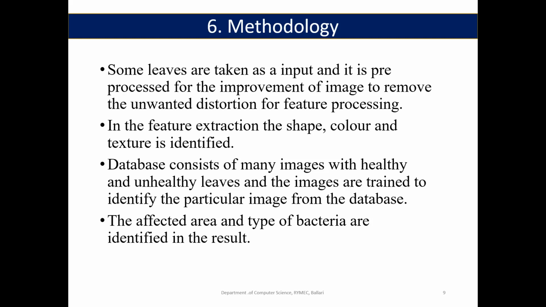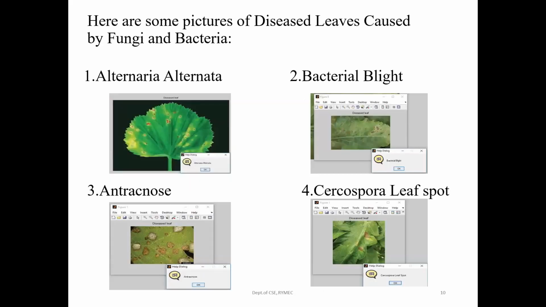And let us look into the next slide. So here are some pictures of diseased leaves caused by fungi and bacteria. First one is Alternaria alternata. In the first picture, we can see that it is a fungus that causes leaf spots, and as a family of plant diseases, it also causes leaf spots, rots, and blight. The second one is bacterial blight, which is characterized by tiny, pale, green spots or streaks that appear water-soaked, as we can see here.